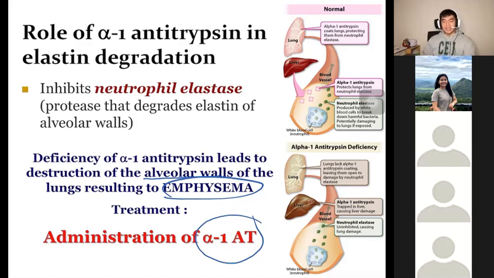So, yan ang nangyayari kapag tayo ay naninigarilyo. Kaya, isang possible consequence ng chronic smoking is lung disease like emphysema. And alpha-1 antitrypsin administration is quite hard to procure or medyo expensive siya. Kaya the best way is to prevent. Okay?